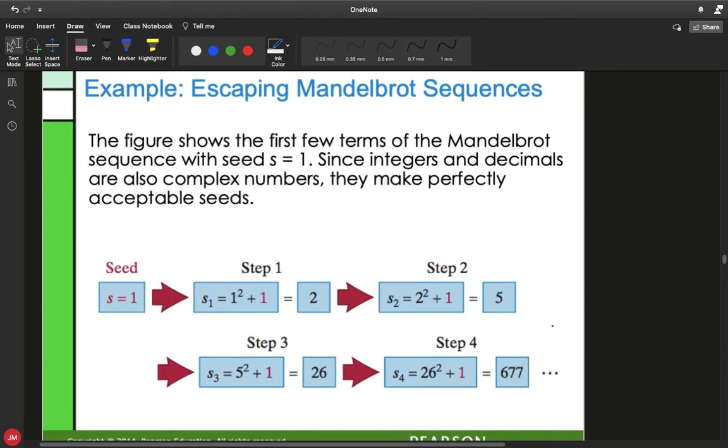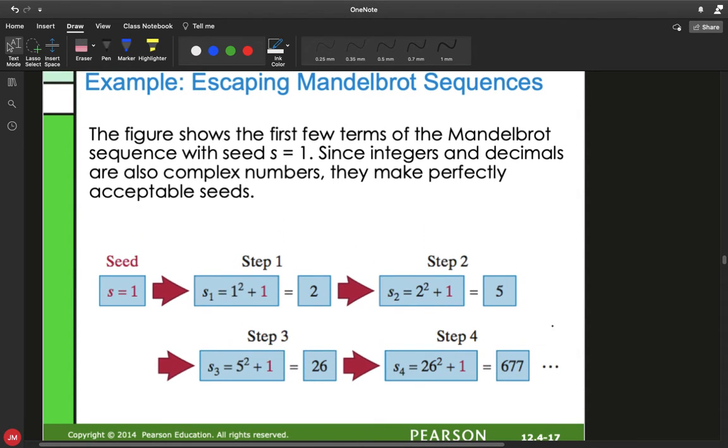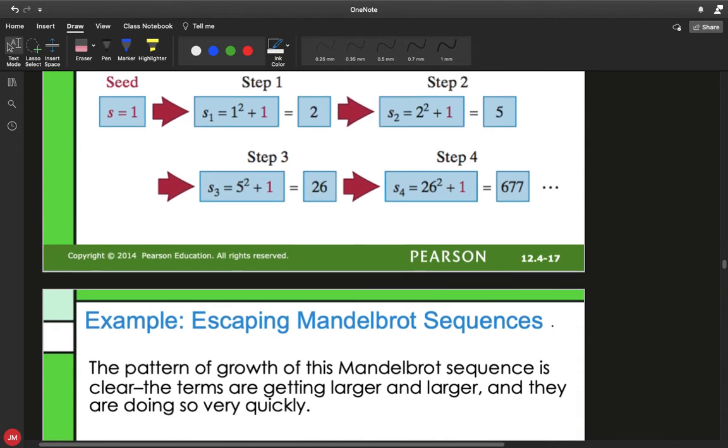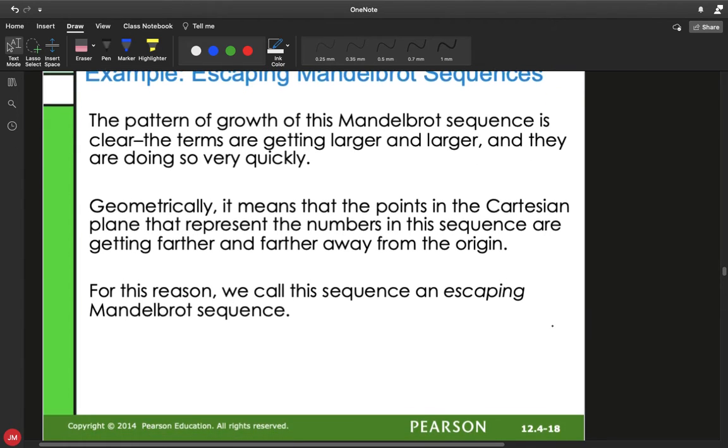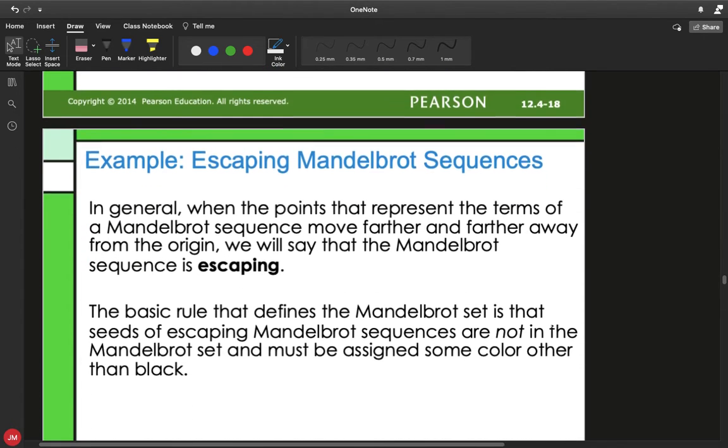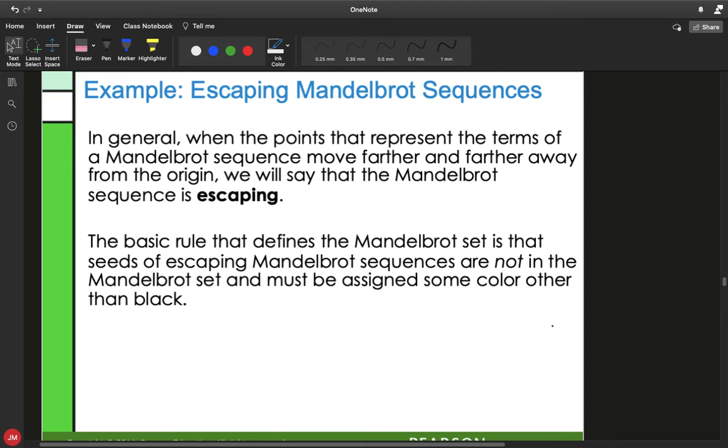So if you remember in the activity, we did this example where our seed was just the number 1, and as we continued at step 2 and 3 and 4, we got larger and larger numbers, and by about the 7th or 8th time, we got to numbers that were so large that it almost was hard for the calculator to be able to handle those numbers. And so in that case, we call the sequence an escaping sequence. And so when a sequence is escaping, we assign it a color. And that color is dependent on exactly how fast it's escaping.